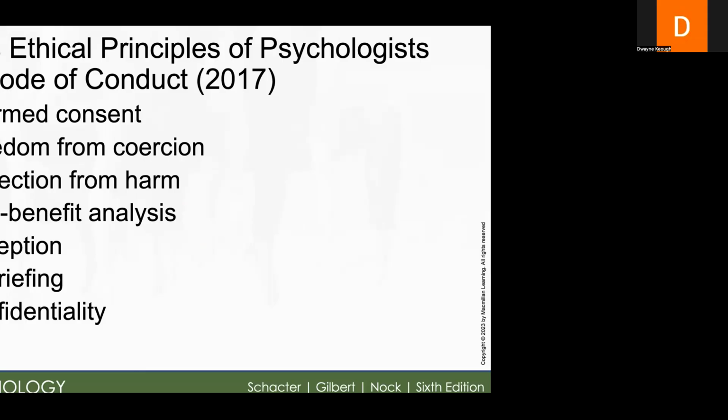Deception can be used where I can mislead you about the true purpose of the study, but again, it has to be justified. And the most important thing we have to do if we're going to use deception is to debrief you about the study that occurred. You have to be told what the true purpose of the research is so that in the end, you know what it was. And also critically important is confidentiality.